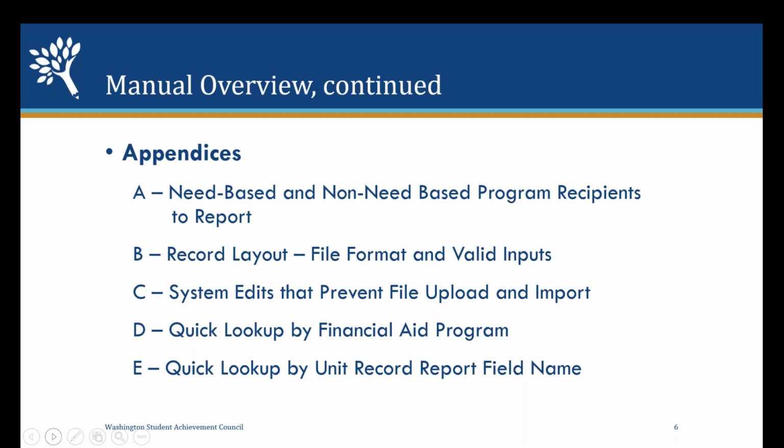Appendix B has the record layout. C is the system edits, those that prevent file upload and import, which is really important because if you have those system edits, it won't let you import the file. D is a quick lookup by financial aid program, and E is the lookup by unit record report field name.